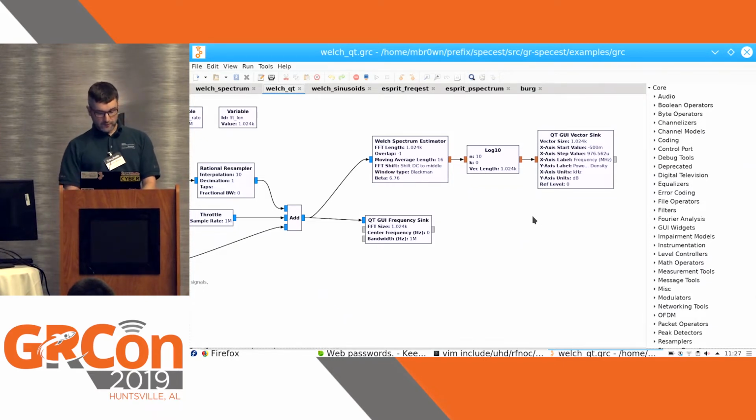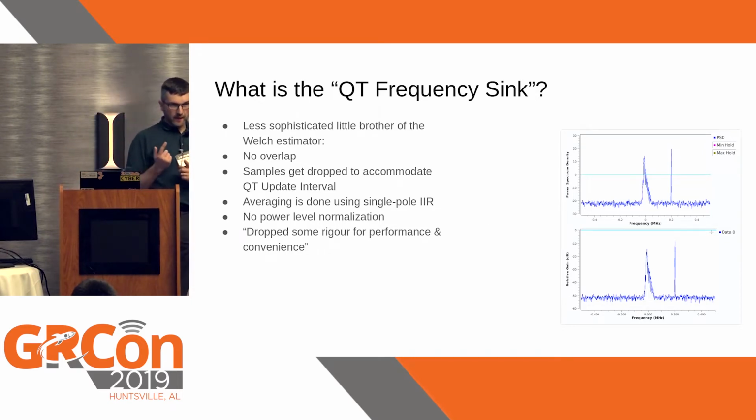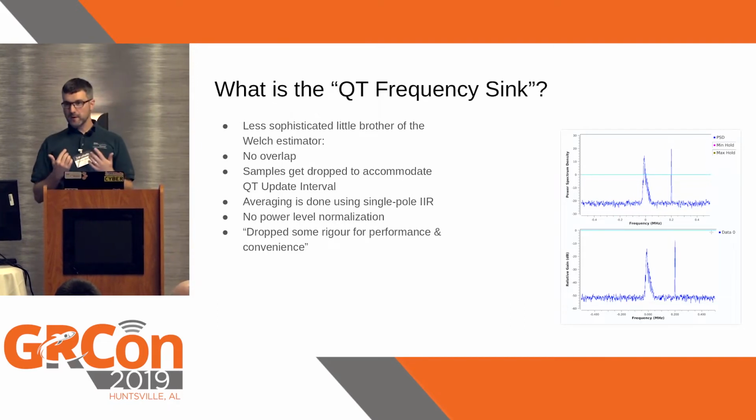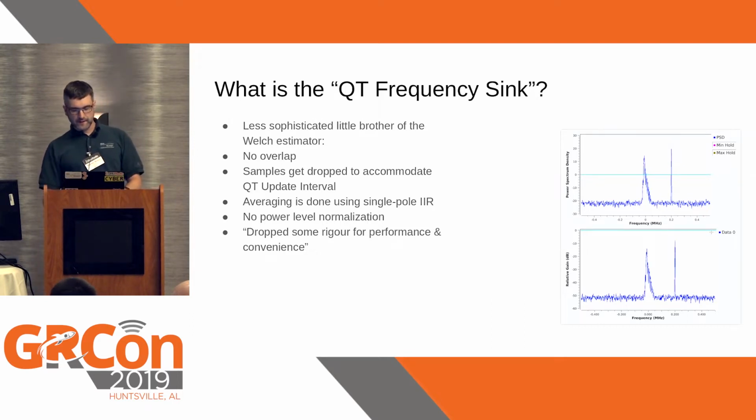So the QT GUI frequency sink has a couple of differences. It will drop a whole bunch of samples, which means it's technically not quite as accurate. But the only purpose of this sink is for you to look at it. So it doesn't have to be perfect because your human eye can't track the spectrum that well anyway. And the other thing it does, it uses a single-pole IIR instead of a true moving average filter, which is simply more efficient, and which is also fine. So we basically drop some of the scientific rigor of Welch's algorithm, which we don't need for performance's sake.